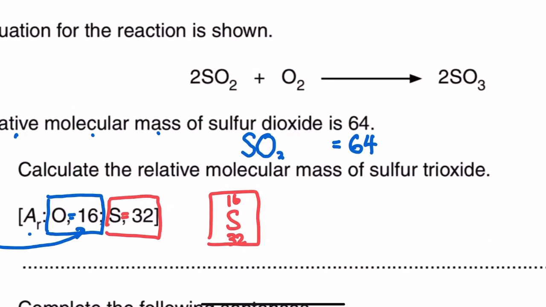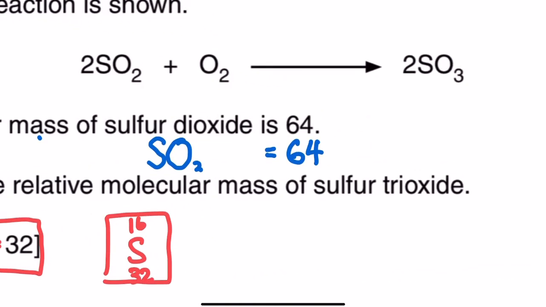Calculate the relative molecular mass of sulfur trioxide. So sulfur trioxide is SO3 by referring to the formula, right? Tri means 3, oxide is the O. From what we have learned from naming and writing the chemical formula. So for this part, you only focus on the formula.